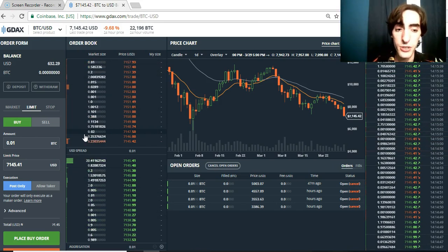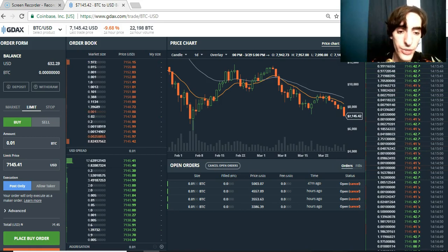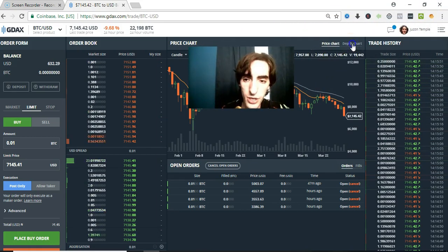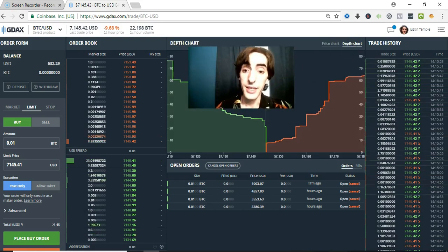You've got to make an intelligent decision. You got to know what you're doing. But that's how you use GDAX, okay? This is how you use it. You can also use the depth chart and study this a little bit more.